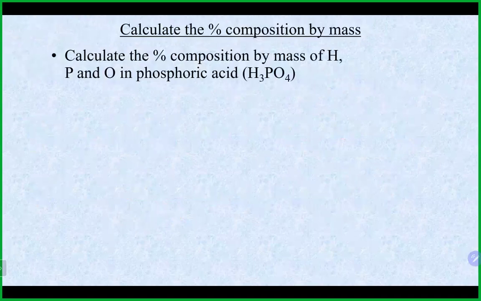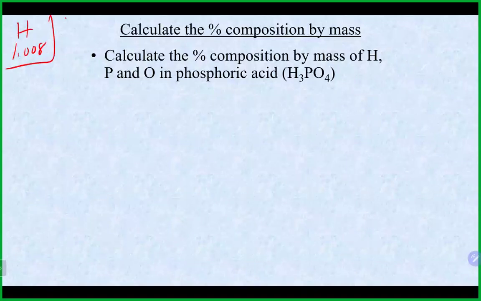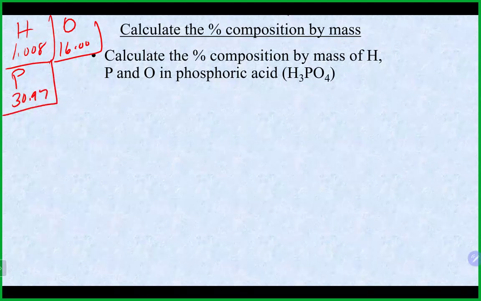All right, let's try another one here. Let's do phosphoric acid. What is the percent composition of each of the elements? So hydrogen is still 1.008, oxygen is 16, and phosphorus there is 30.97. Take a look. Again, we're going to look for the percent composition of everybody.